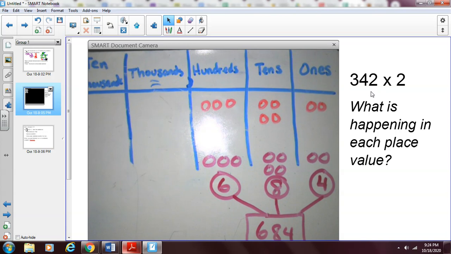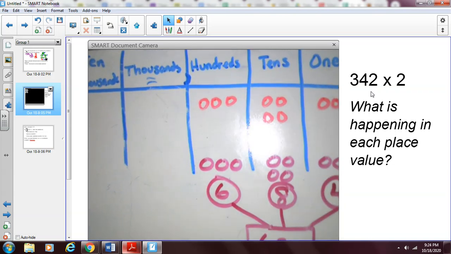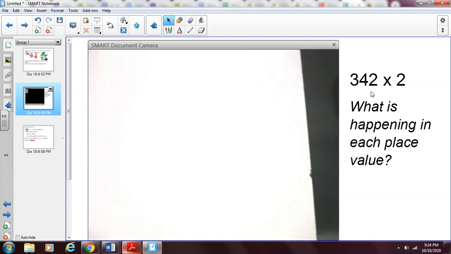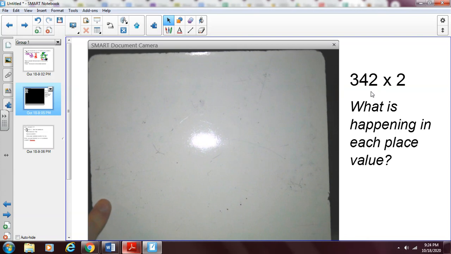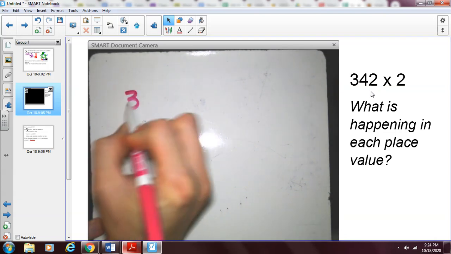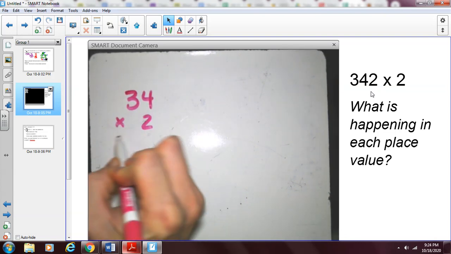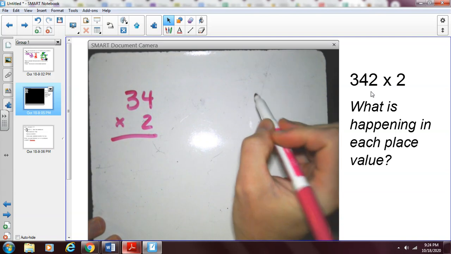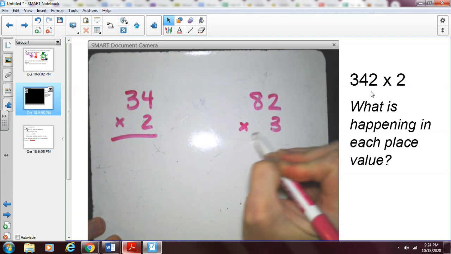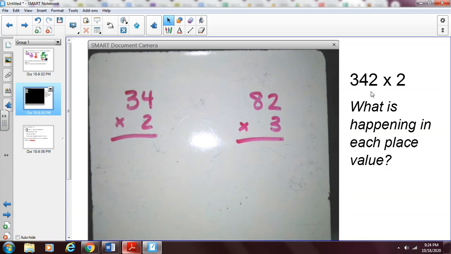So what we want to do today is think about ways that we can multiply numbers. So I'm going to switch my board over to this other board where we can do a couple sample problems. And I'm going to write down 34 times 2. And let's set up 82 times 3. And we'll multiply these two problems out.